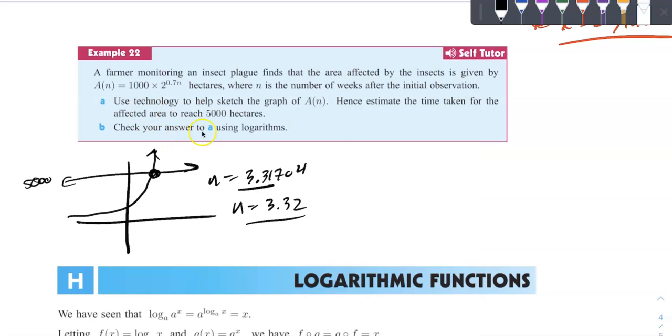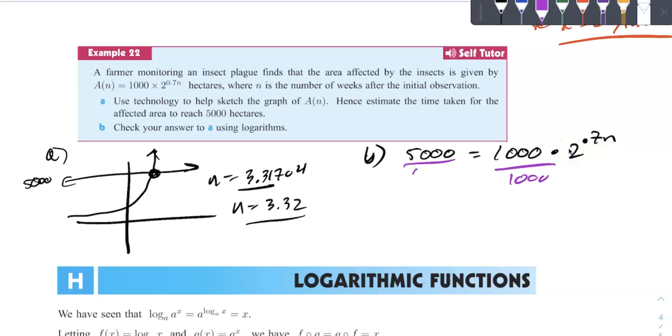In the second part of this, we want you to check your answer using logarithms. So let's solve it by hand, essentially. Well, for the most part, we'll use the calculator a little bit. So, right, we want to set 5,000 equal to 1,000 times 2 to the 0.7n. So the first thing I do is get rid of this 1,000. I want to get only the power here. So we're going to divide both sides by 1,000. That gives us 5 equals 2 to the 0.7n.